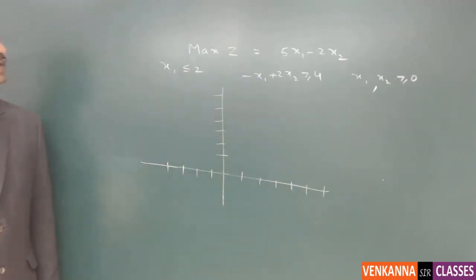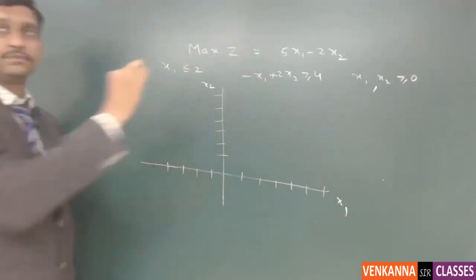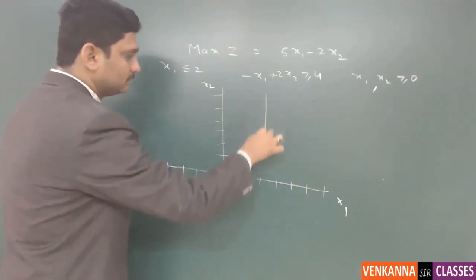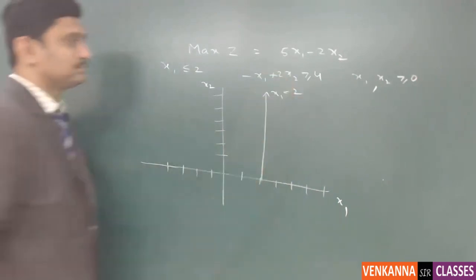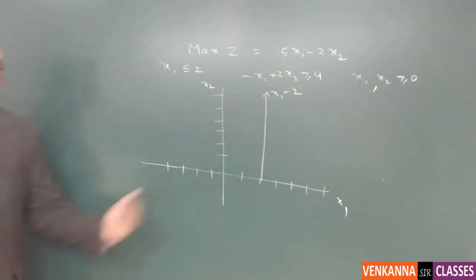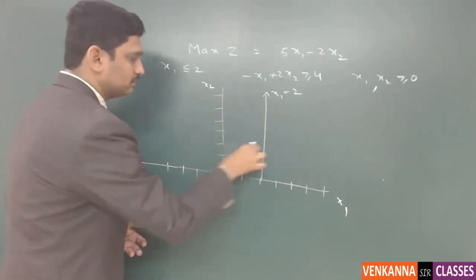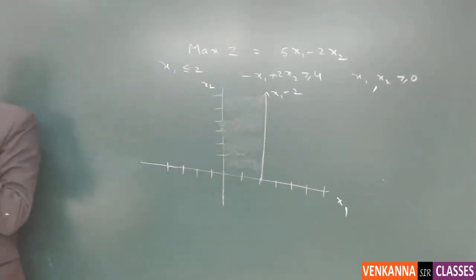So x1 less than or equal to 2 means, if you take this as x1 and this as x2, we are going to get a straight line like this. And all the points should be coming towards this. Accepted? Any queries?